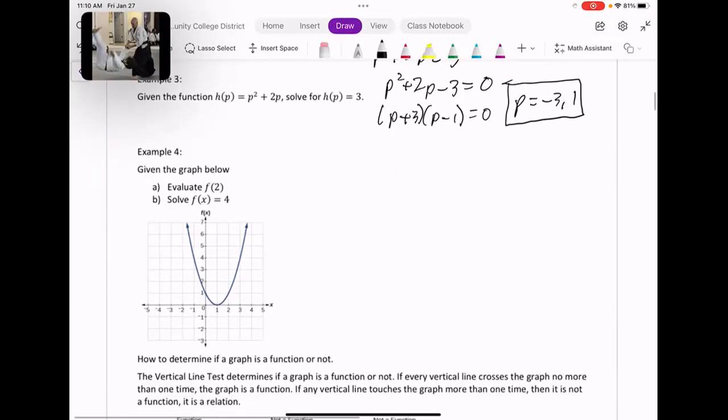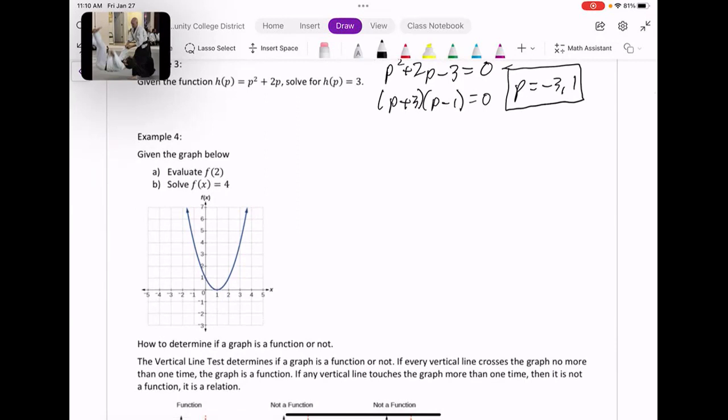All right. For example 4, they want to know when x equals 2. So here's x equals 2. So we're going to here. What does y equal? Well, it looks like y is going to equal 1.